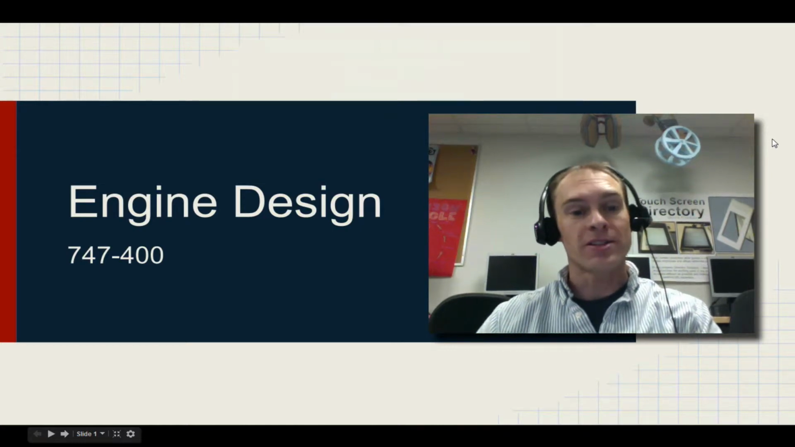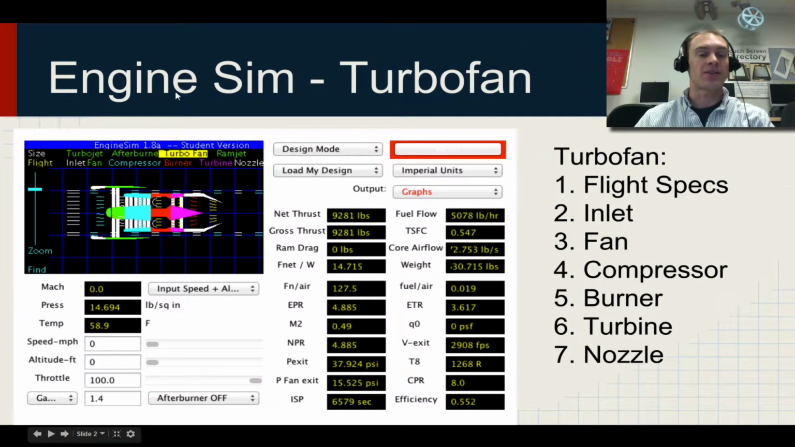I'm going to walk you through engine design for a 747. You're going to have to design your engine using the enginesim, and hopefully now you figured out how to get into enginesim using the previous tutorial if you hadn't been able to get in there with Java settings. So it should look like this. We're going to walk through all the different options here. First, your flight specs, then inlet, fan, compressor, burner, turbine, nozzle, and that's all of these components here.